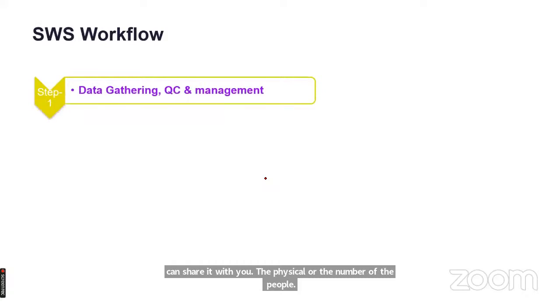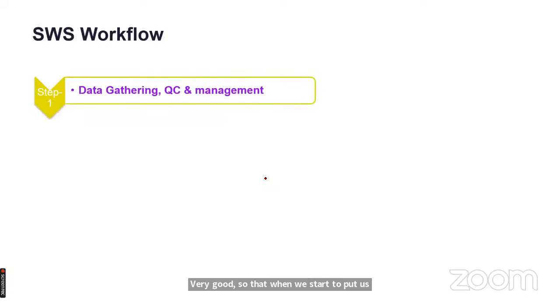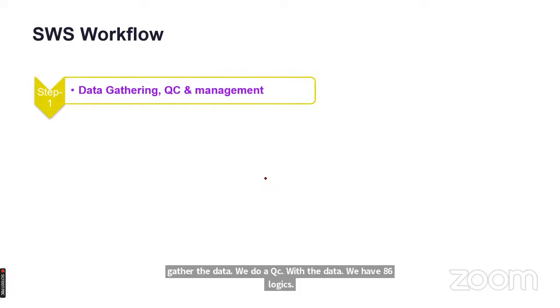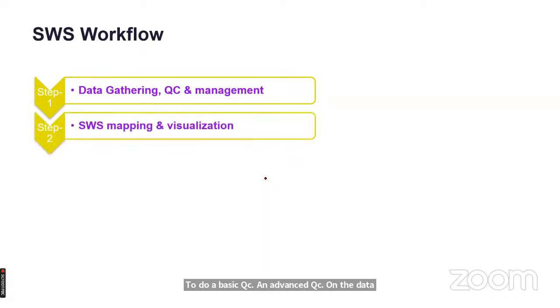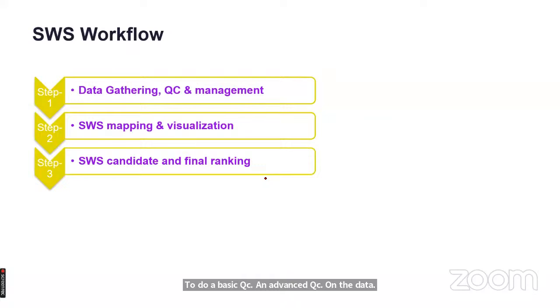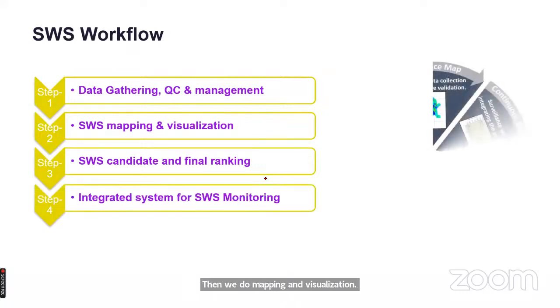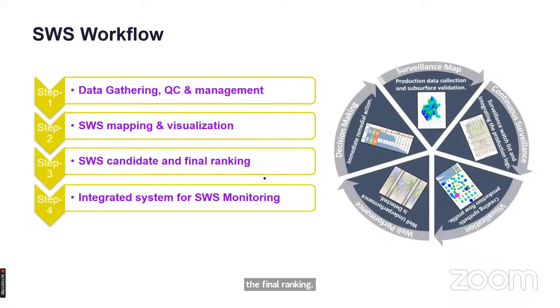Very good. So when we start, first we start to gather the data. We do a QC on the data. We have 86 logics to do a basic QC and advanced QC on the data, right? Then we do mapping and visualization. And then we do this dashboard to find the candidates and the final ranking. And then we integrate this with our surveillance system, and then we can keep training OFM. So the results you get, you can feed it back to OFM. You can use artificial intelligence. You can use machine learning algorithms to help OFM improve your decision, right? And I will show some good examples.